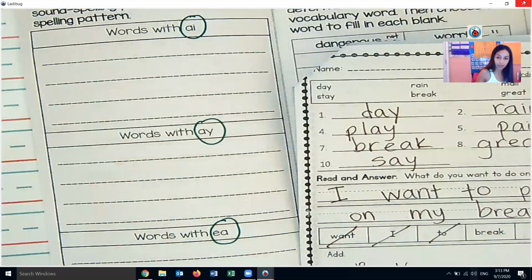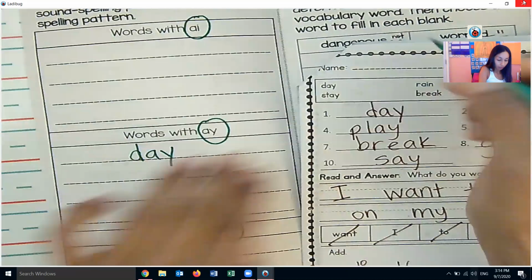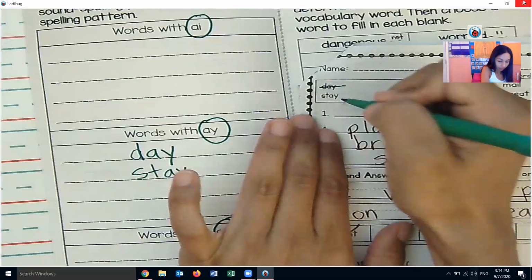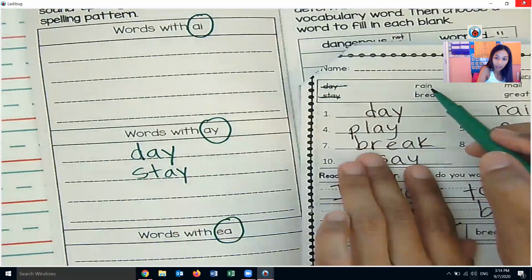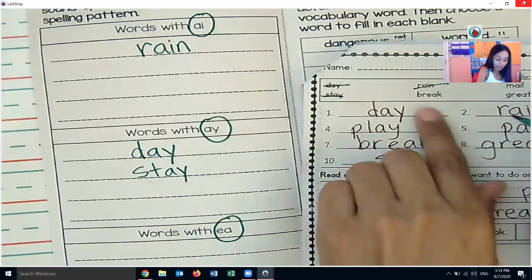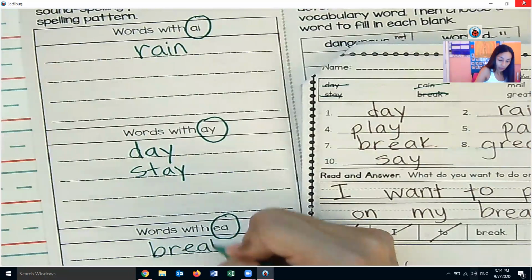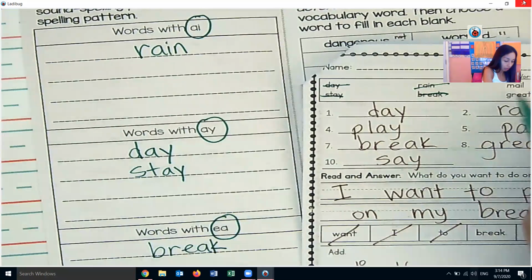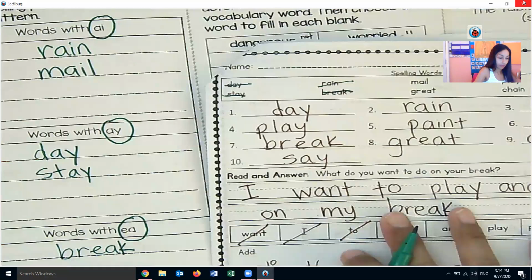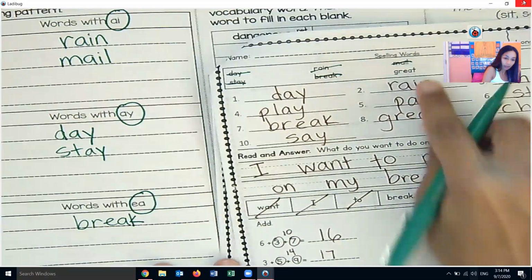So the first word I see is day. Day has AY. I'm going to put it right here. Now just go down. Stay also has AY. Rain has AI. I'm going to put that here. Break has EA. So I'm going to put that at the bottom. Mail goes here, has AI. To this side. Let me zoom out. Great has EA, so I'm going to put it here.